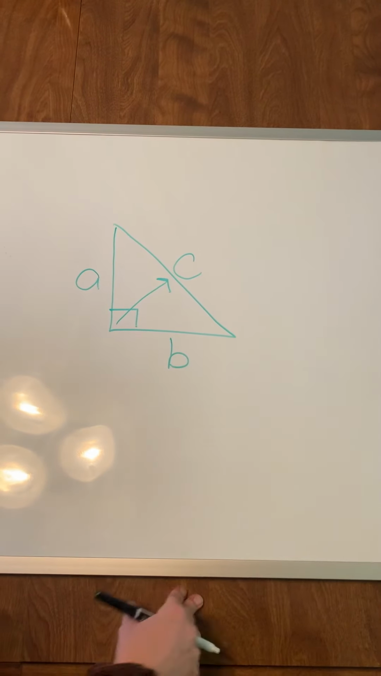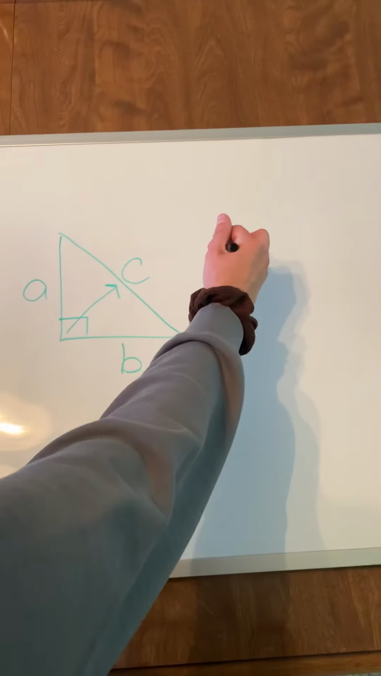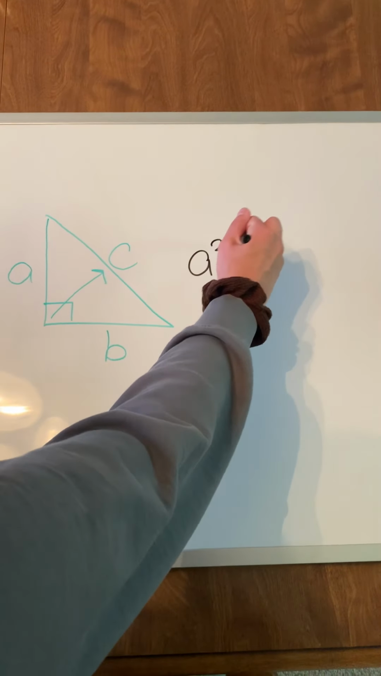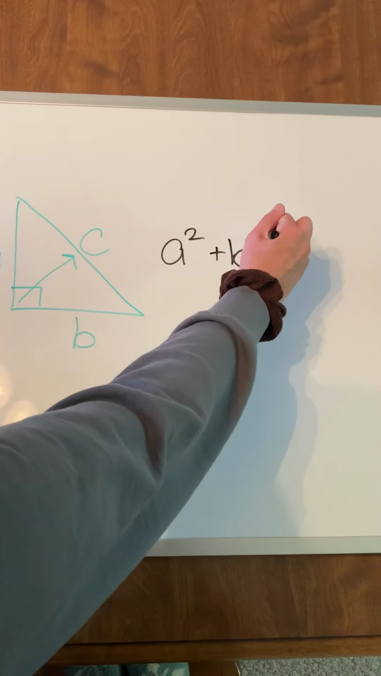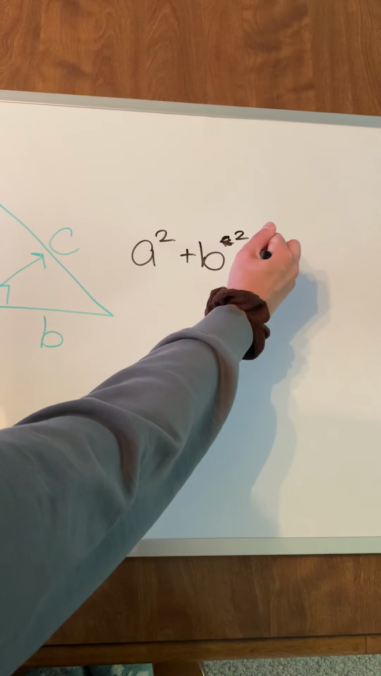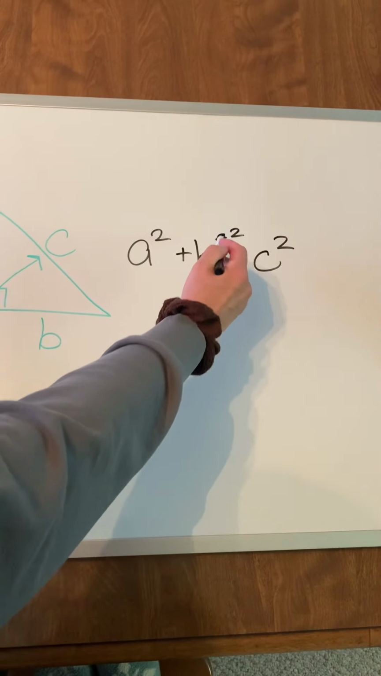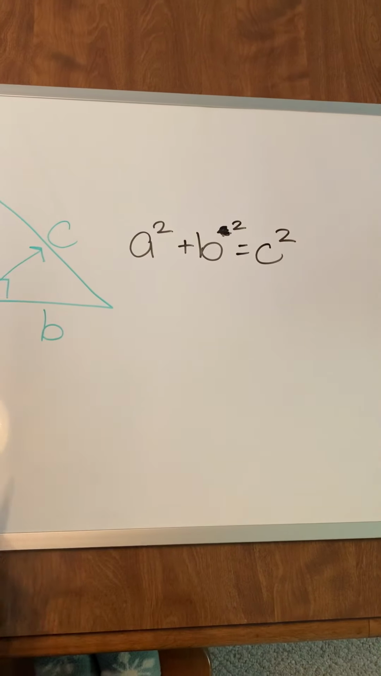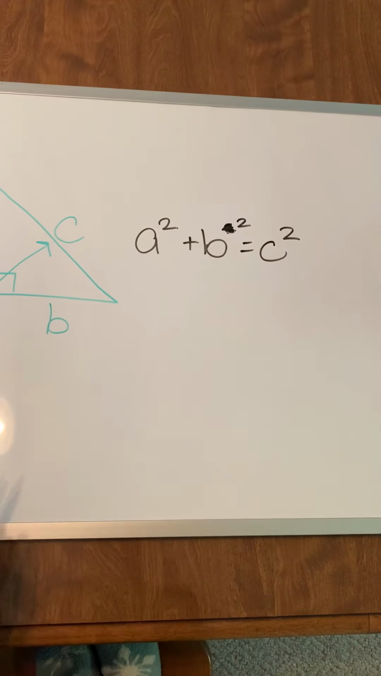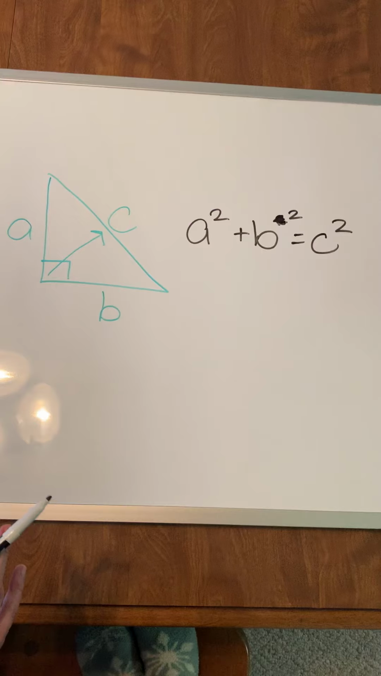Now, this all comes back to the Pythagorean Theorem. So this is a formula that does not change ever. A squared plus B squared is equal to C squared. Pythagorean Theorem. A and B are your legs. C is your hypotenuse. Okay?